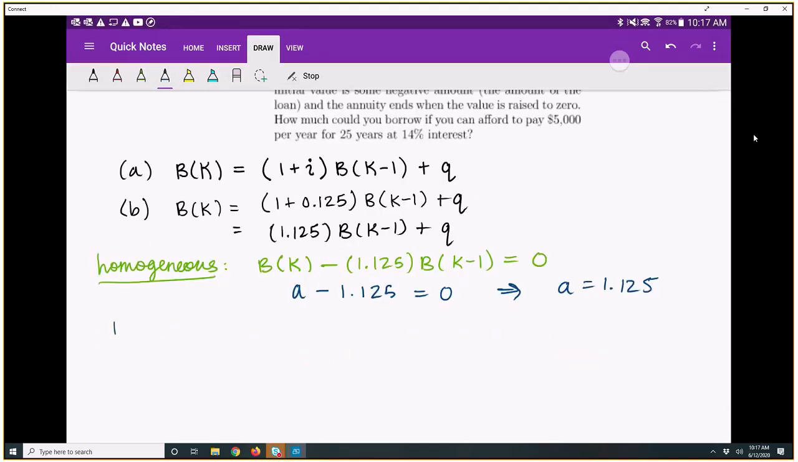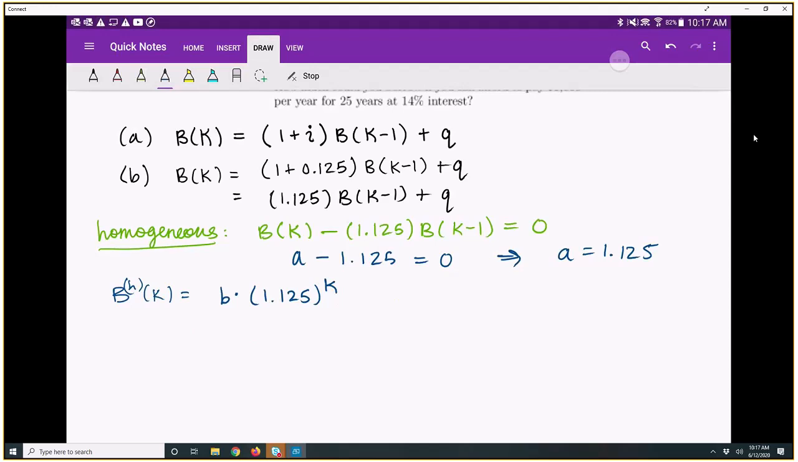Then that means that the homogeneous solution that I'm going to guess is going to be some constant b times 1.125 to the power k. And then for the particular solution, the function on the right-hand side of the recurrence relation is just the constant q. So for the particular solution, I'm going to say my guess is that it's just a constant. Then plug my constant into the recurrence relation.